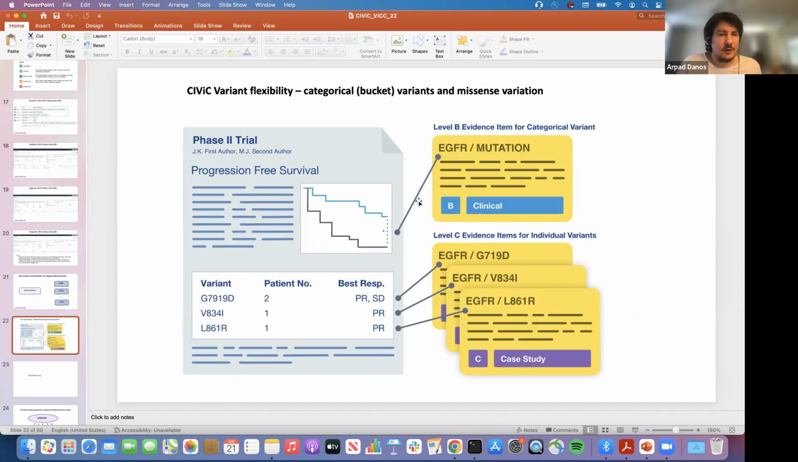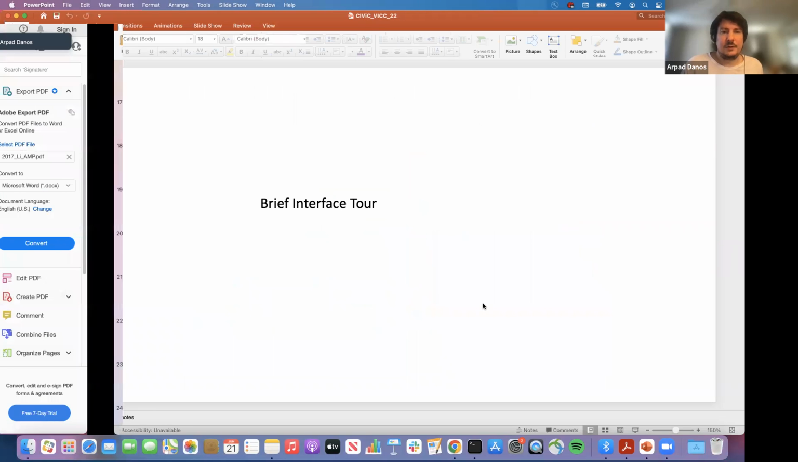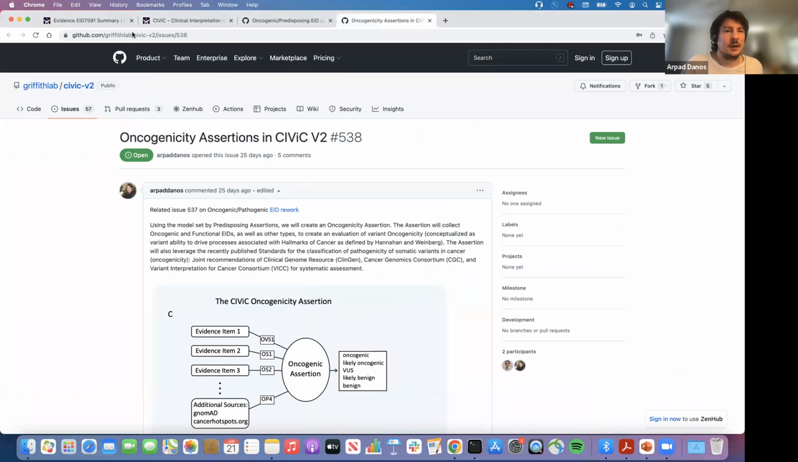It's a quick example of how you can get out of a phase 2 trial, for instance, this sort of EGFR mutation level evidence, but if they report individual patient outcomes, you could actually take case study data out of that same phase 2 trial, or out of the same larger clinical trial. So there's a rich way you can curate out of papers, and one paper can generate multiple evidence items. I was going to do a really brief jump over to the CIViC interface.